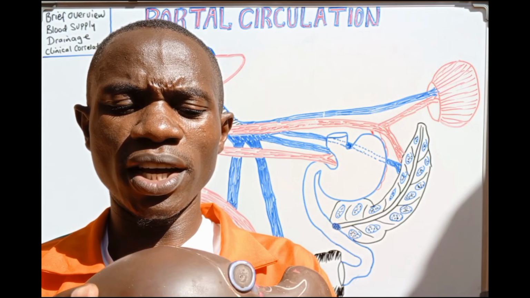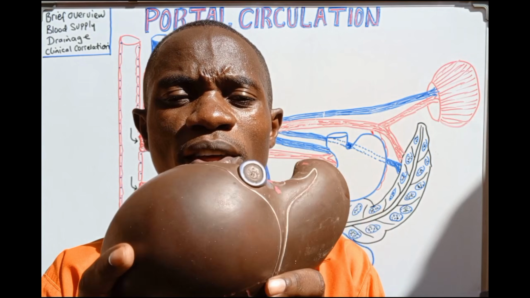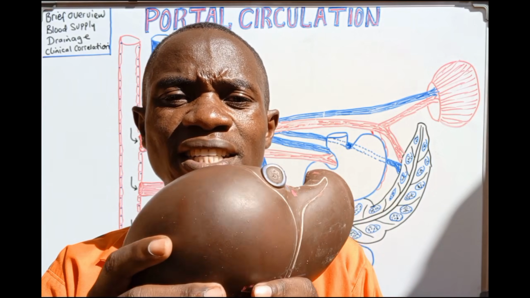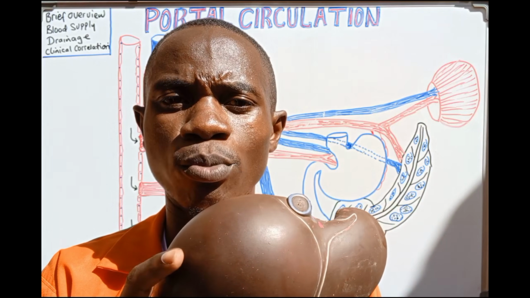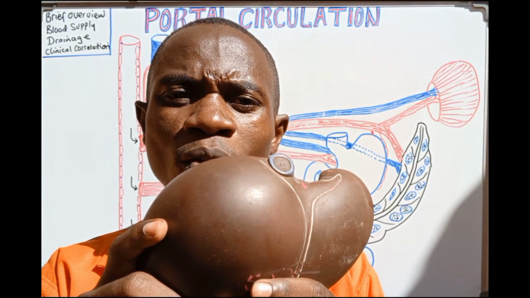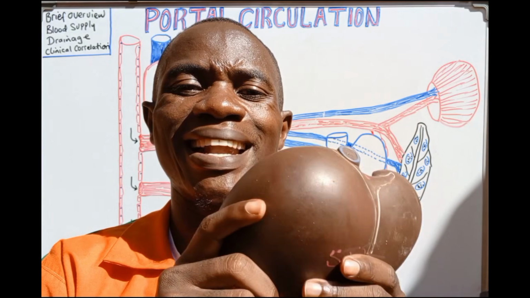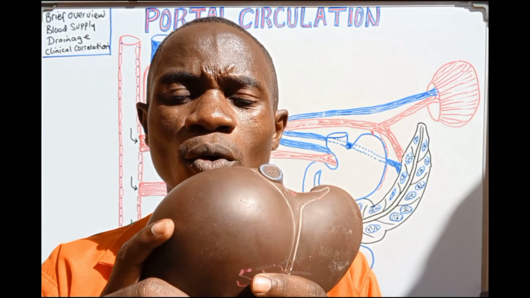Now, this one here is the model of the human liver. You can see that we said it's dark reddish brown. It is the largest gland in the body, and also the largest internal organ in the body.